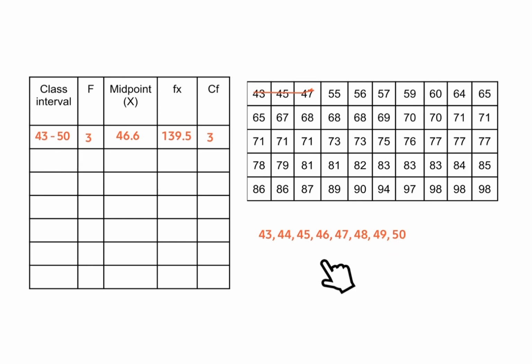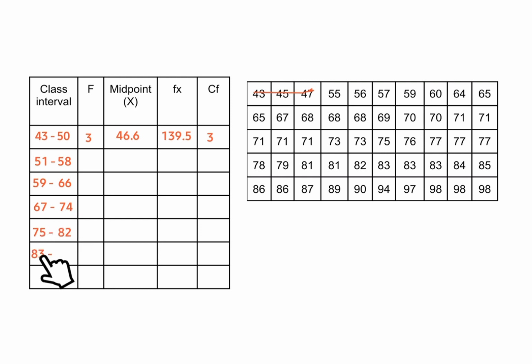We count how many numbers are here: 1, 2, 3, 4, 5, 6, 7, 8. So subsequently, we'll add 8 to each of these numbers to get the class intervals. We did say adding 8, right? So we have 50 plus 8, we have 58; 51 plus 8 is 58, then 59 plus 8 is 66, 67 plus 8 is 74, 75 plus 8 is 82, 83 plus 8 is 90.